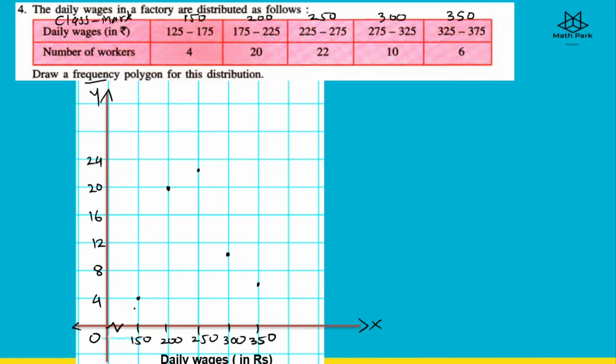Now we start joining these points with the scale properly. I don't have a scale here to join, so it may be cut, but you have to take a proper ruler and then do it. And this is how our frequency polygon is ready. The frequency polygon shows the number of workers and daily wages in rupees. Got it? So what did we do? We took the midpoints over here because we were asked to draw only the frequency polygon.